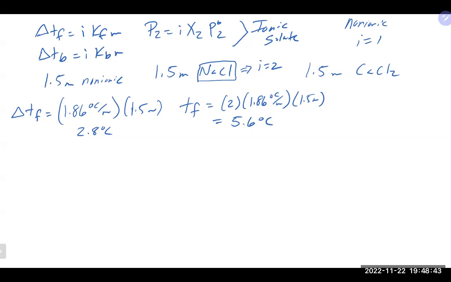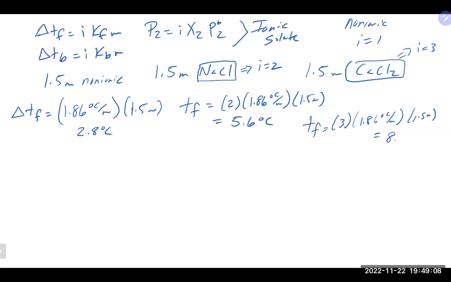We see the same type of effect with calcium chloride, which has an i value of 3. Our change in freezing point would be 3 times 1.86 times 1.5, which gets us a change in freezing point of about 8.4 degrees. So this is going to drop it even more. You can see the more particles that get into that solution, the bigger the effect it has on things like freezing point and boiling point.